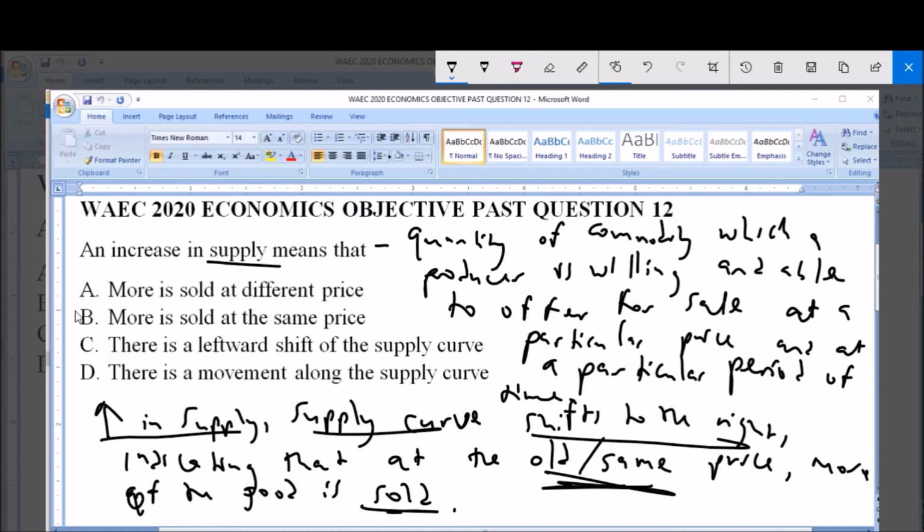So more is sold at the same price is option B. So option B is the correct answer to this question.